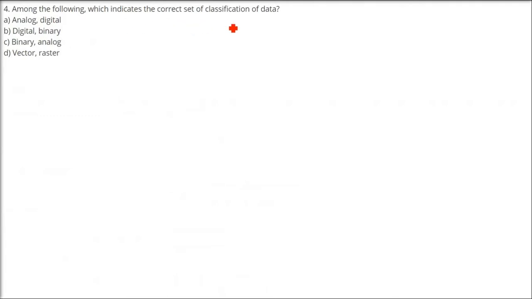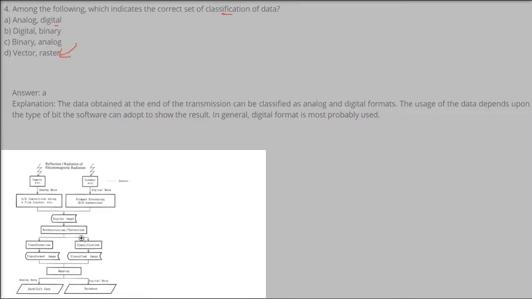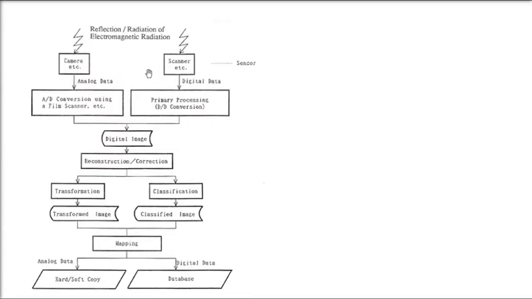Among the following, what indicates the correct set of classification of data? All these things are mixed up here: analog, digital, binary, analog, vector, raster. And those who learn remote sensing with GIS will be tempted to answer D here. But what is the correct set of classification of data? First things first, it is analog and digital, because there will be some camera or device which will take it. It can be analog, it can be digital. So the first step is this, and then raster and vector can come later.